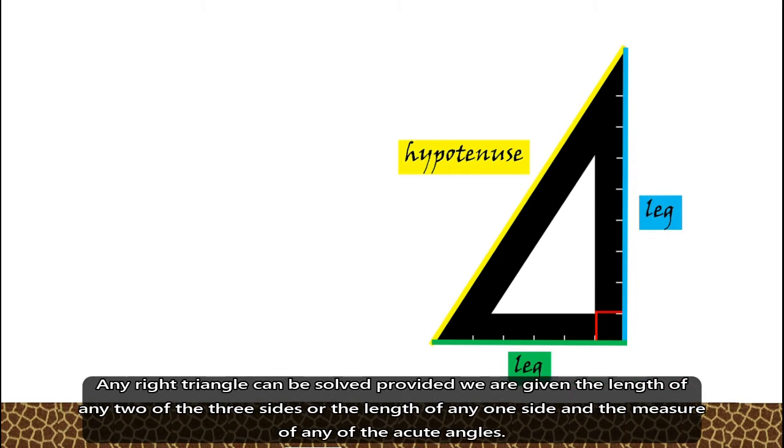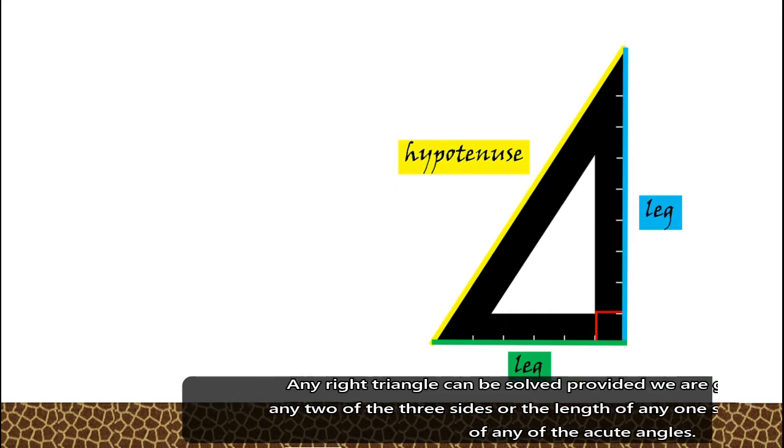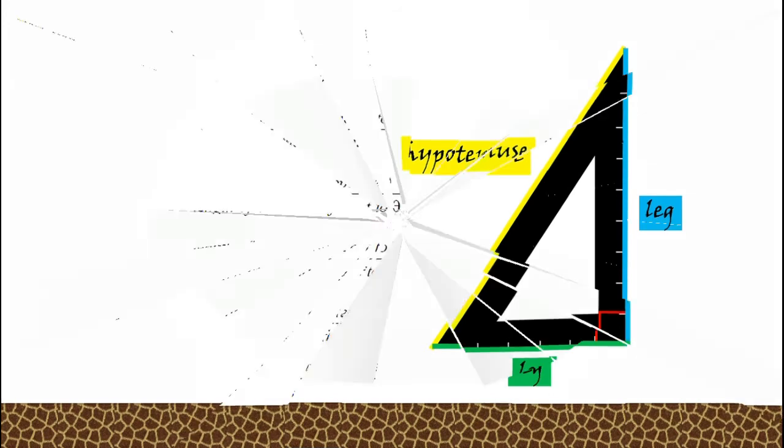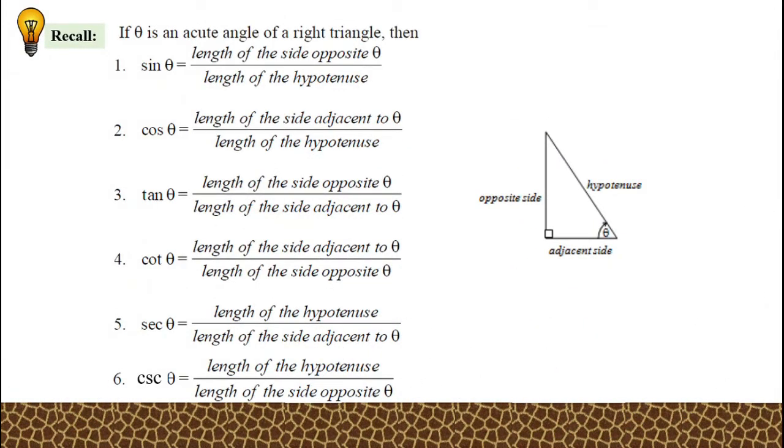Thus, any right triangle can be solved provided we are given the length of any two of the three sides, or the length of any one side and the measure of one angle, other than the right angle, or any of the acute angles. Remember your six trigonometric functions?